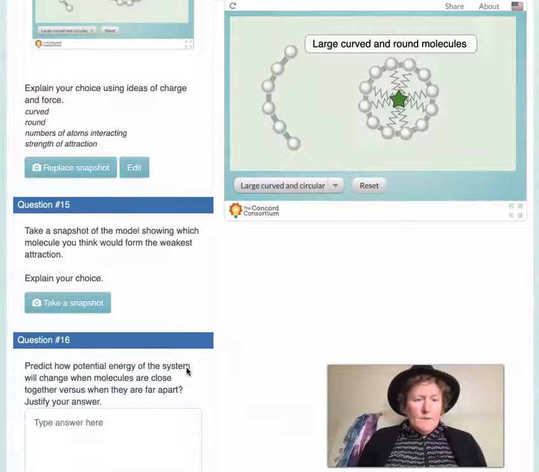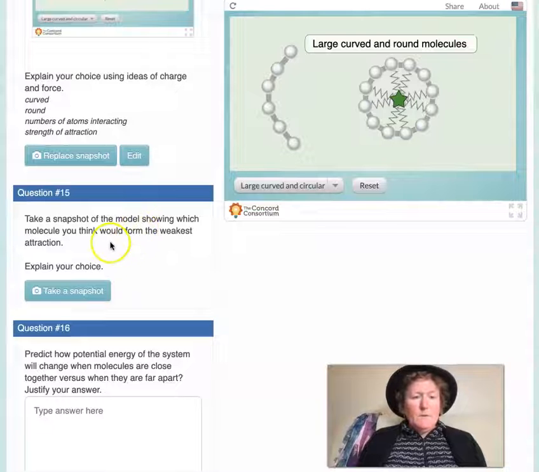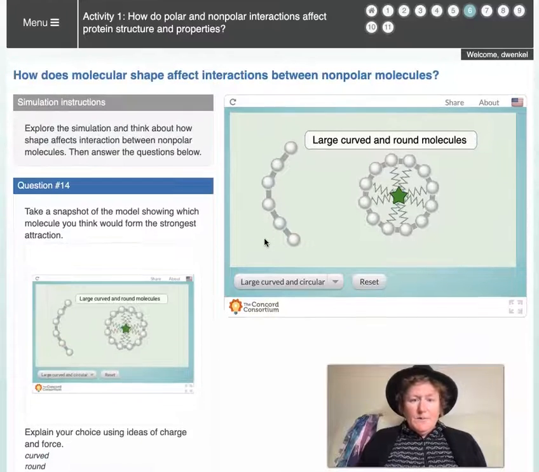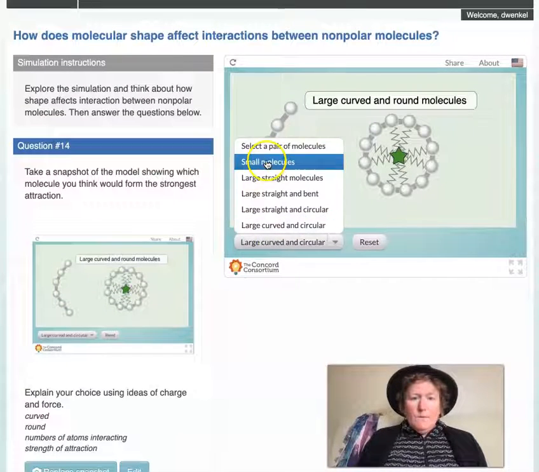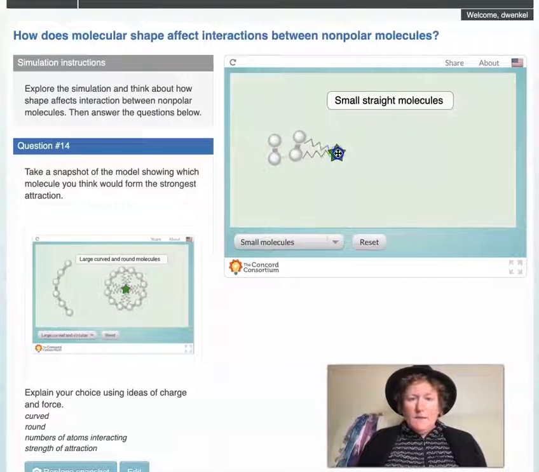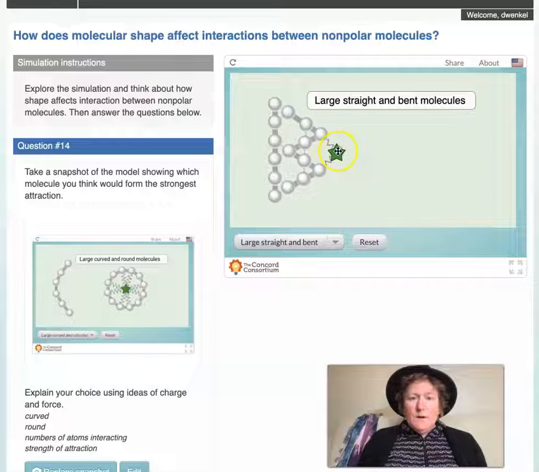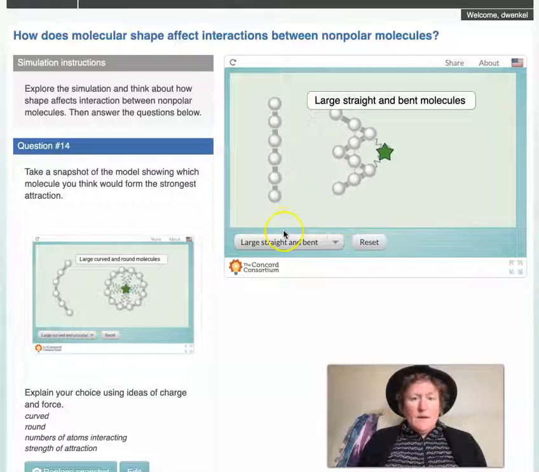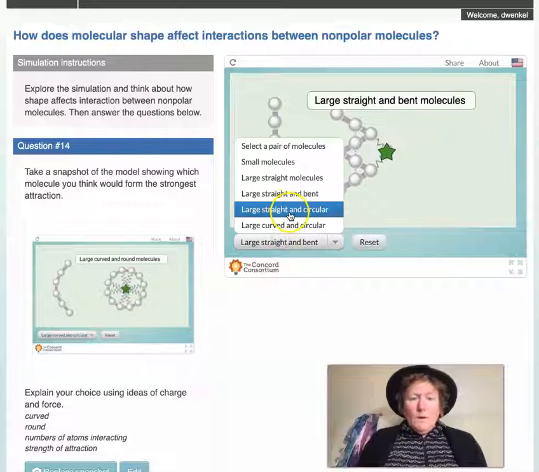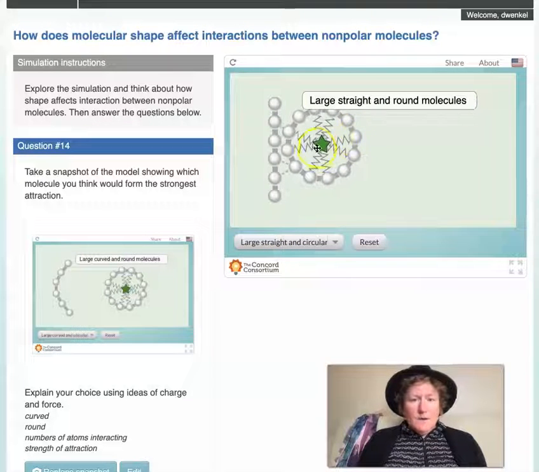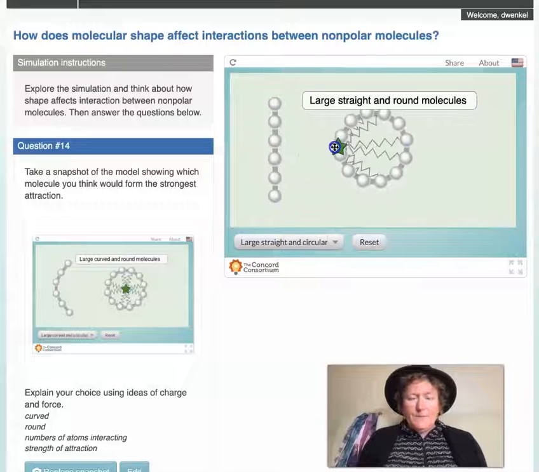All right, let's go to the next one. It says, take a snapshot of the model showing which molecule you think would form the weakest attraction. And students in my class had a spirited debate about whether it was the 2 small molecules like this, because they pull apart really easily, or if it was the large straight and bent molecules like this, or it was the large straight circular molecule like this.